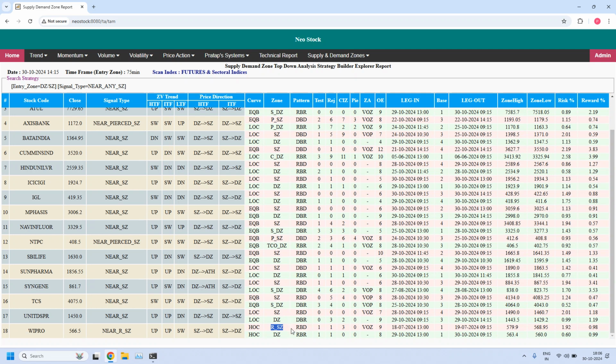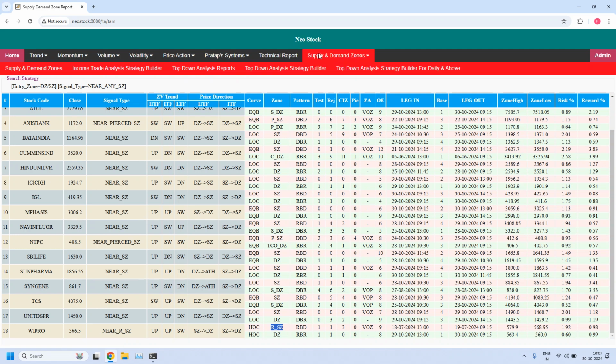It is Wipro. Wipro is having a 75 minutes high liquidity supply zone tested once. You need to look for a fresh fine-tuned 5-minute zone to plan your trade. Okay. So this is about daily and 75 minutes high liquidity zones we have completed.